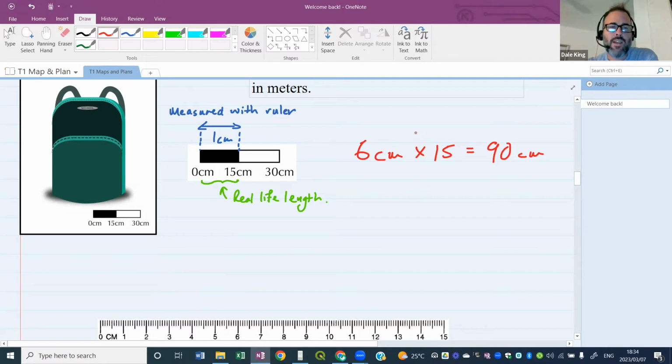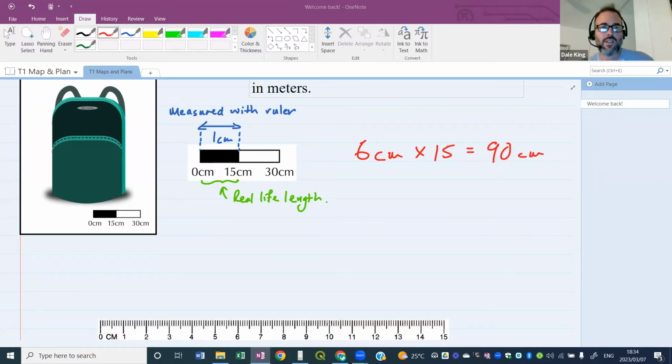Sometimes they'll actually write the ruler measurement on top of the bar like I've done. But sometimes you have to measure it yourself with a ruler. So we're talking about the diagram world versus the real world: what's on my diagram versus what's in the real world. In real life, this bag is actually 90 centimeters long, but they shrunk it down for my diagram here.